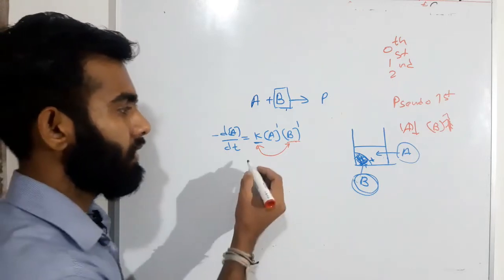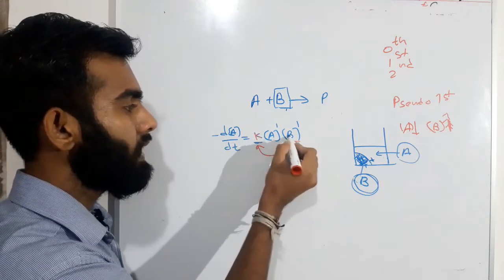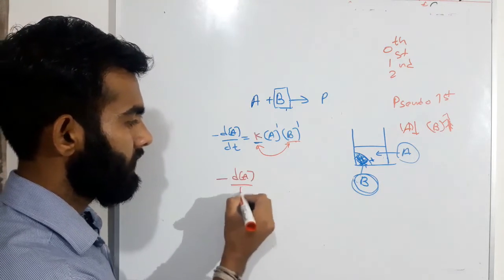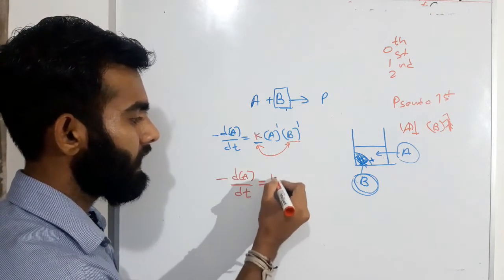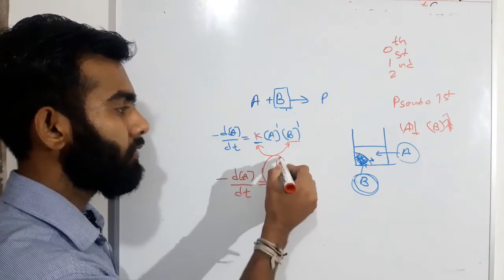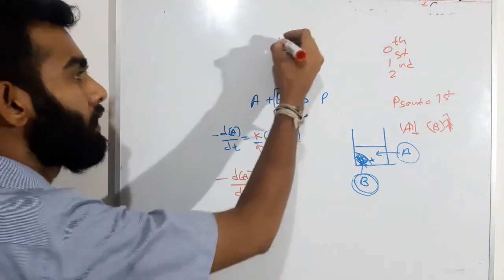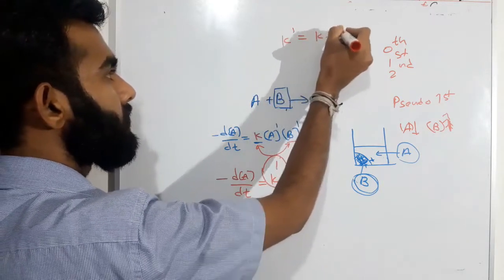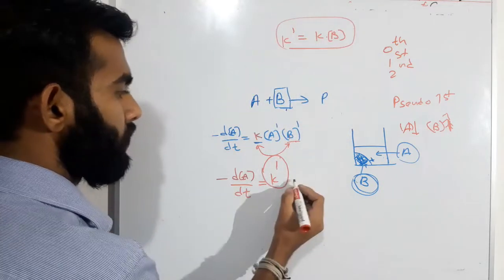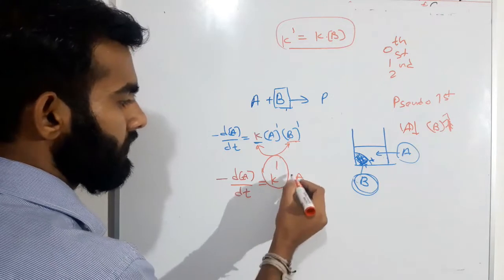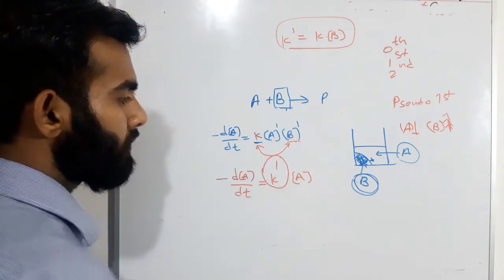At that time, instead of this K and B, we introduce another constant, K dash, in the equation for dA divided by dt. We introduce K dash instead of K and B. So K dash is equal to K into the B concentration. So now the rate equation, or rate law, is simplified as this.